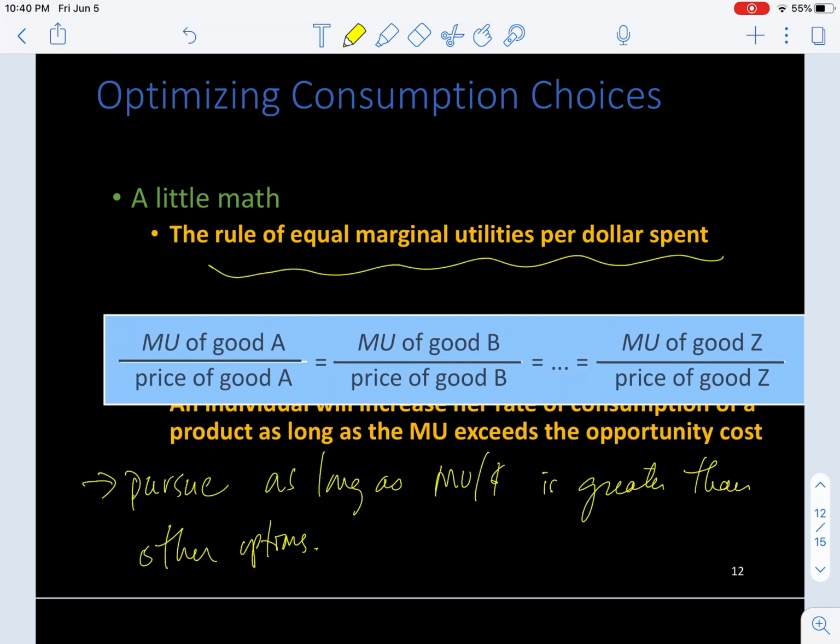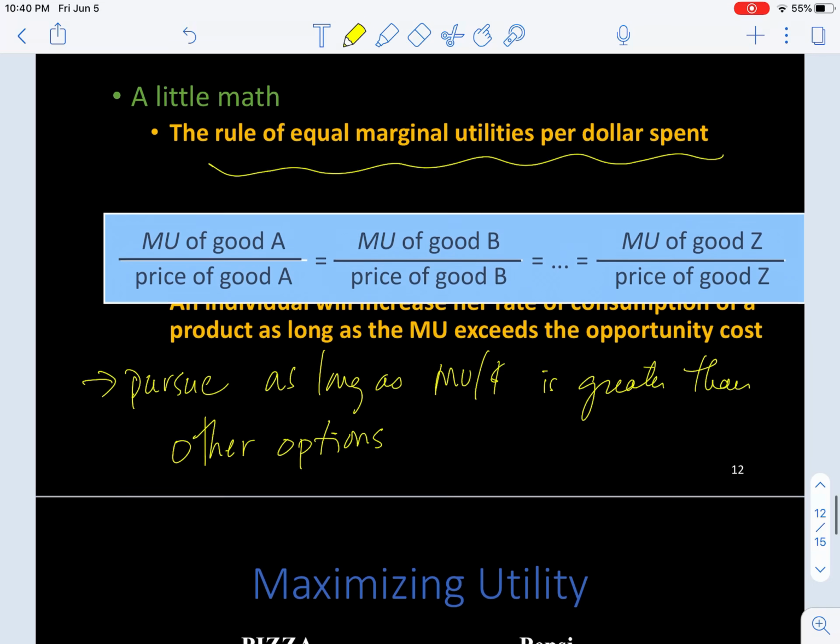Can you even read what I just wrote? Pursue as long as the marginal utility per dollar is greater than the other options. I think it's this part that's especially sloppy. Let me try that again. There we go.